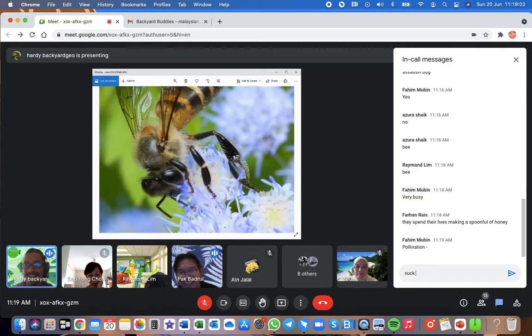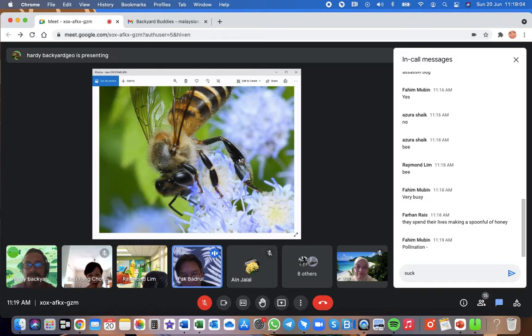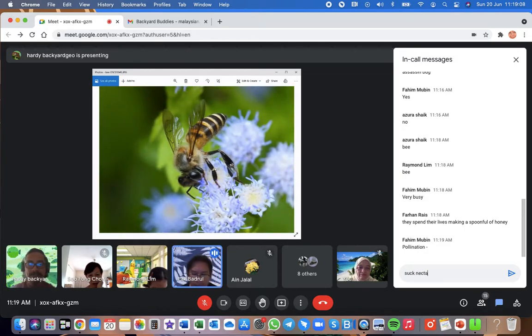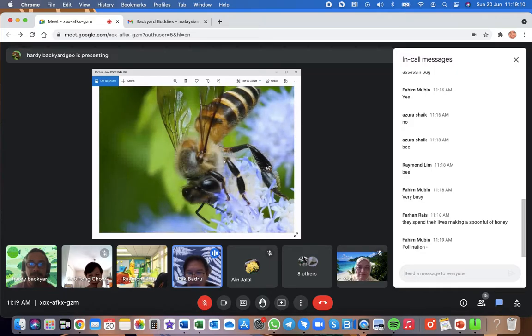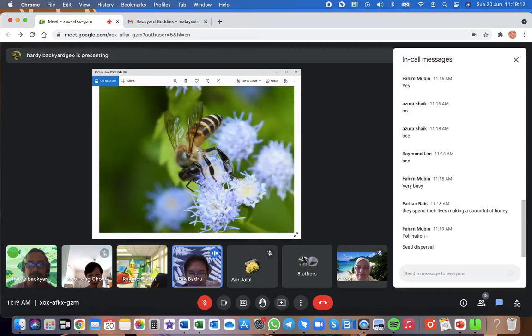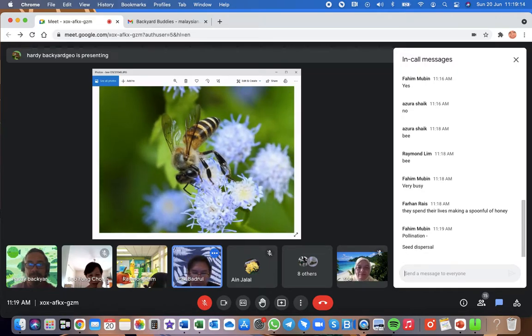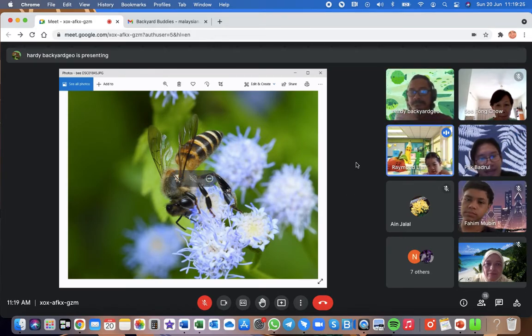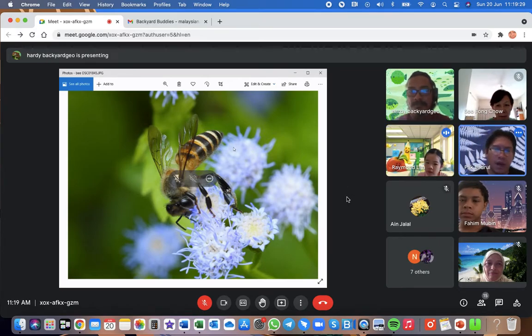Good. Pollinate. Actually, bees need both nectar and pollen in the flowers to live, and they must visit at least hundreds of flowers. Yes, it is a bee.